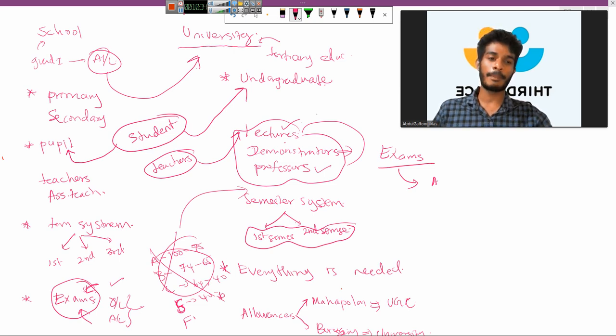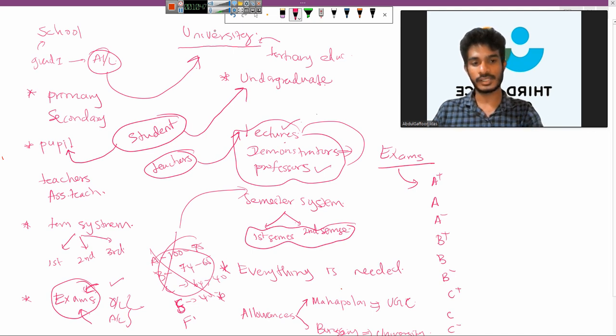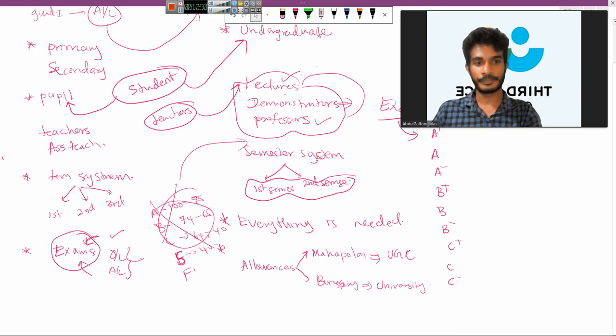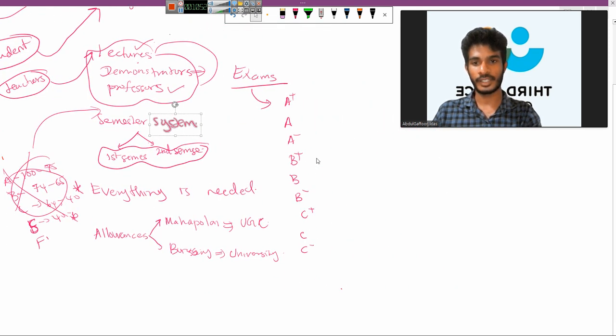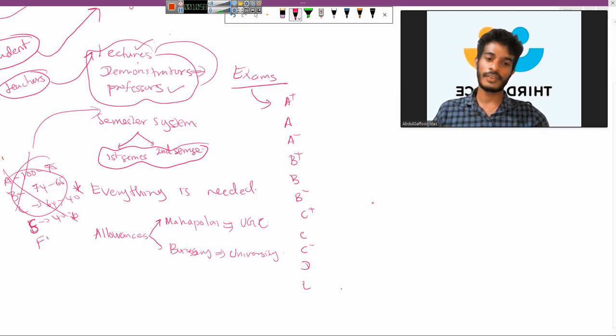So we will have A plus, A minus, and then B plus, B minus, C plus, C minus. After that, yeah, I'm writing over here, we will have D and E. So D and finally E. Here D and E are considered to be fail, right? If you get these results, you are considered to have failed in that course, right?